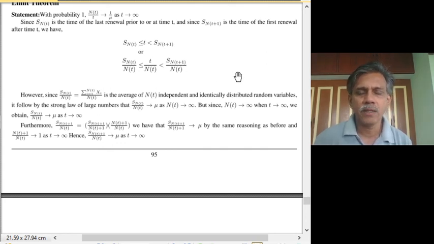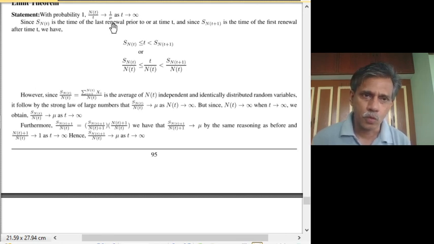So far we looked at the renewal function M of t and its usefulness through an example, and also looked at one very important limit theorem and what will happen to the number of renewals when the interval size is very large.